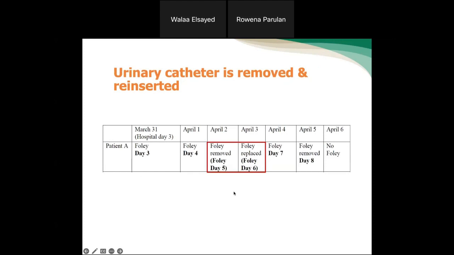For example, in this scenario, the Foley's catheter was in place on day 3 and day 4, that is March 31 and April 1. On April 2, the Foley's was removed. On April 3, the Foley's was replaced. Then we should not be discontinuing the days. We should be counting as day 3, 4, 5, 6, and April 4 will be 7, because there was no one full calendar day without the catheter.